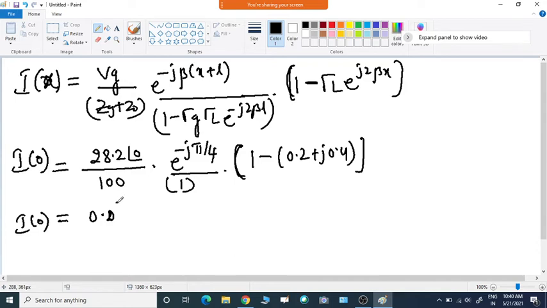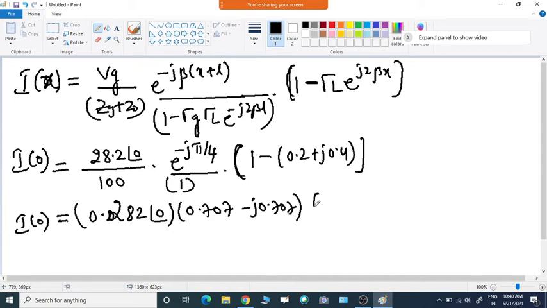It is 0.28 at an angle 0, into 0.707 minus j 0.707, into 0.8 minus j 0.4. So this is your I of 0.